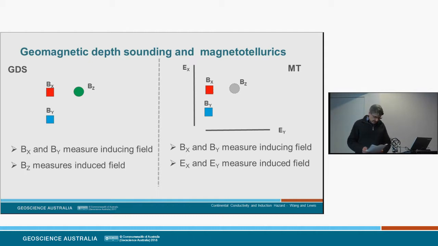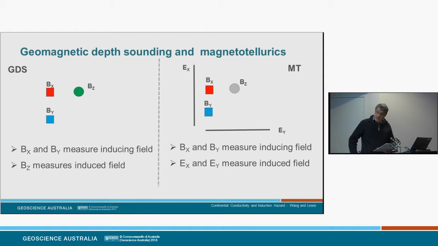And on the right is a schematic of the magneto-telluric or MT survey, where variations in both the B vector, the magnetic vector, and the electric field, the E vector, are measured. So the time variations in the inducing magnetic field are measured with a vector magnetometer, and the induced electric field is monitored directly by measuring the voltage between two points connected by long wires.